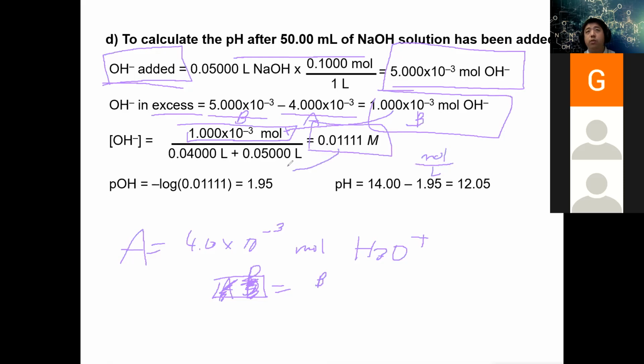Once I found this concentration, I can actually find the pOH or I can find the H plus. But we are not done. You need to make sure you subtract from 14 to get your pH. Anyone have any questions up to this step here? Okay.